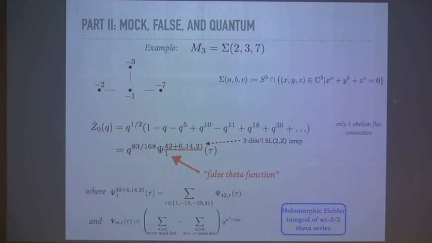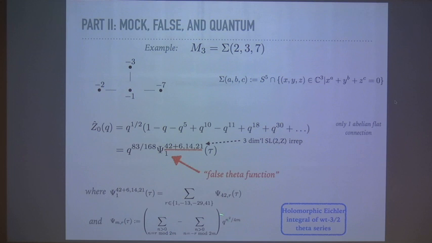Furthermore, this psi is composed of these building blocks, which are very similar to usual theta series, except half of the terms have a minus sign. And that's why they're referred to as false theta functions. So if all of these terms had a plus sign, it would just be a usual theta series. But since roughly half of them have a minus sign, these functions are not modular.